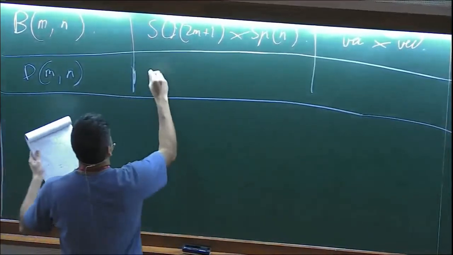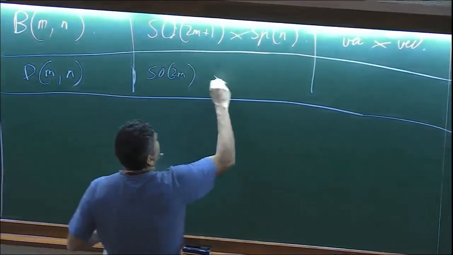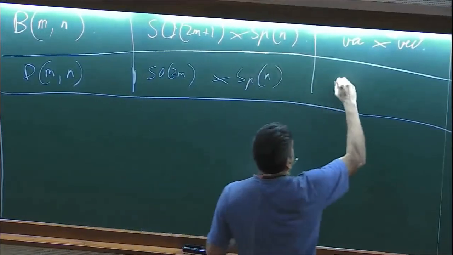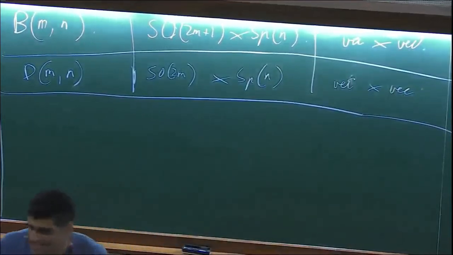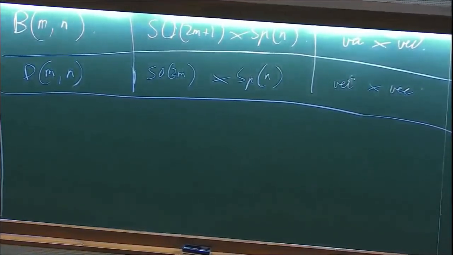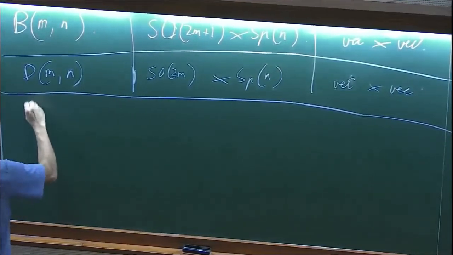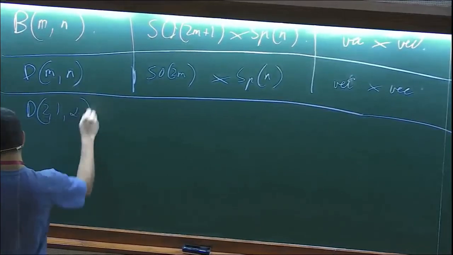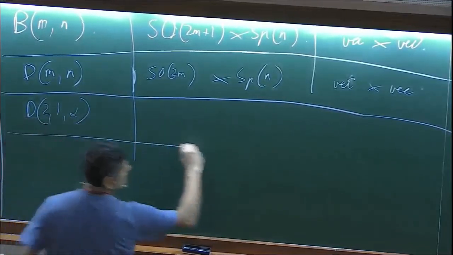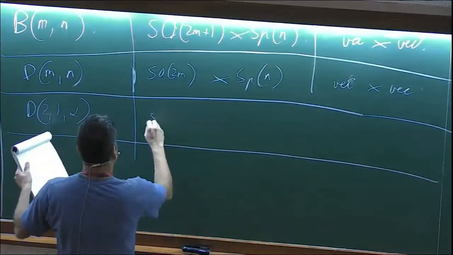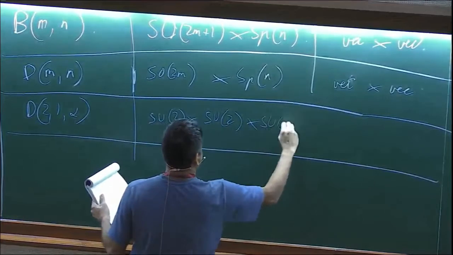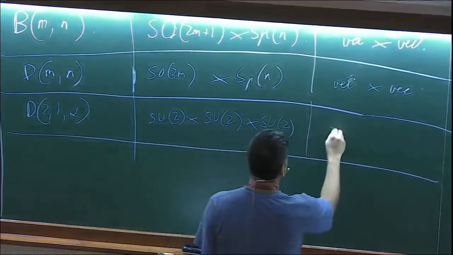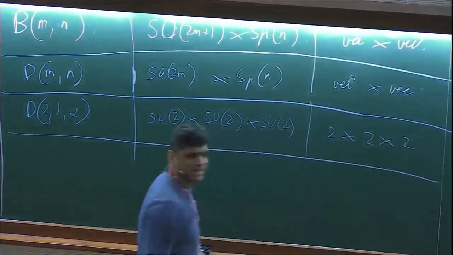There's D(M,N), which has SO(2M) times SP(N). Again, the things transform like vector times vector. You understand what I mean by vector of SO(N), right? And SP(N), just the defining representation. Okay. Then there's this strange group called D(2,1;alpha), which has SU(2) times SU(2) times SU(2). And this transforms in 2 cross 2 cross 2, the spinor times spinor times spinor of SU(2).